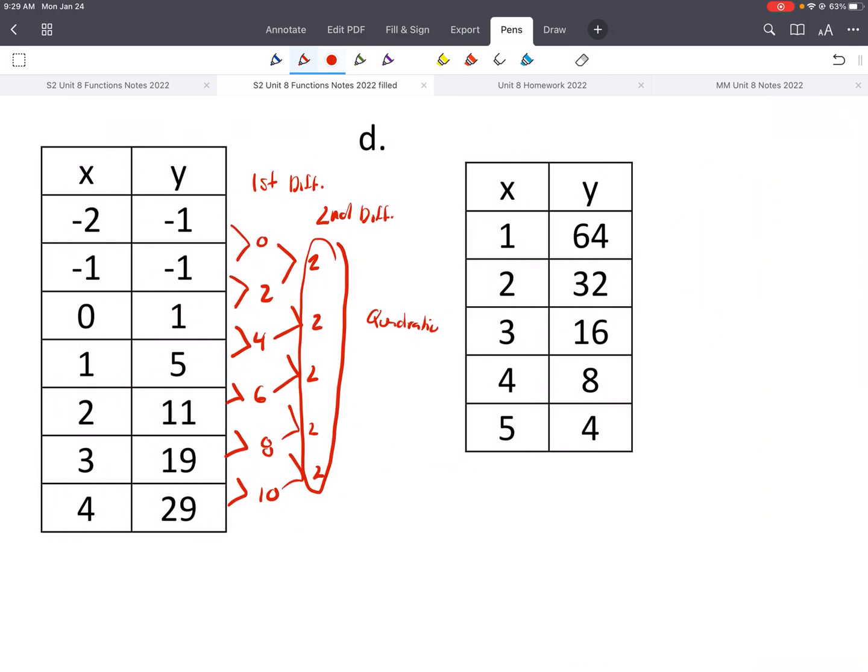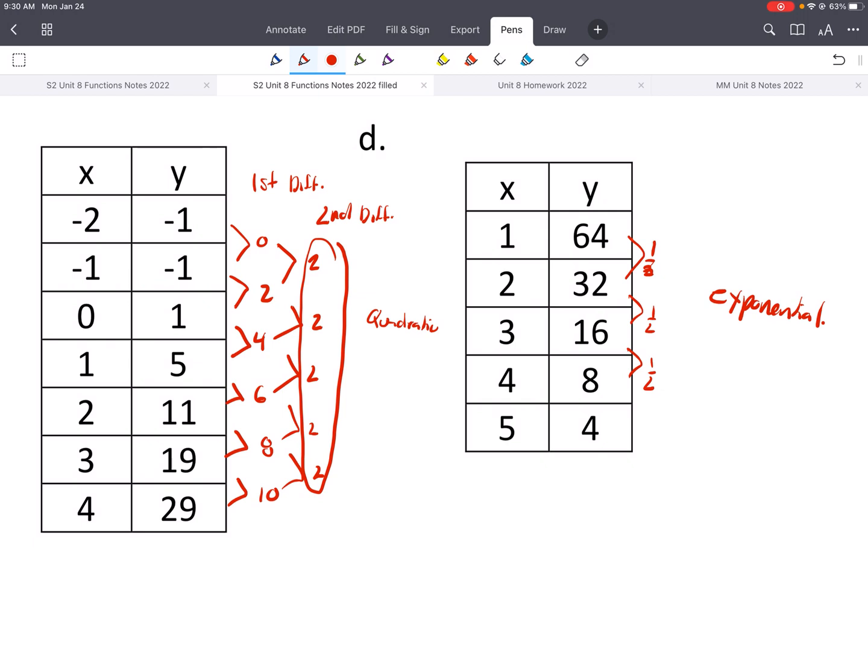D, here, looking at it, you might already kind of see a pattern. What's going on, okay? If you do first difference or second difference, they're not going to work. The reason why is because this is being multiplied every time. So it's being multiplied by a half every time. And if that's the case, then this is exponential. So just think, is it being multiplied by something every time? You could also kind of think of it as division. It's being divided by 2 every time. So dividing everything by 2 every time is the same as just multiplying by a half.